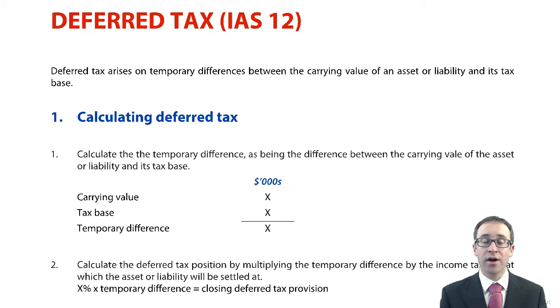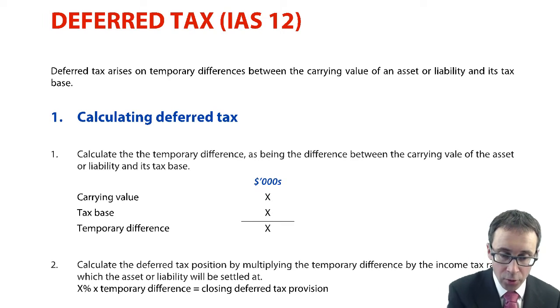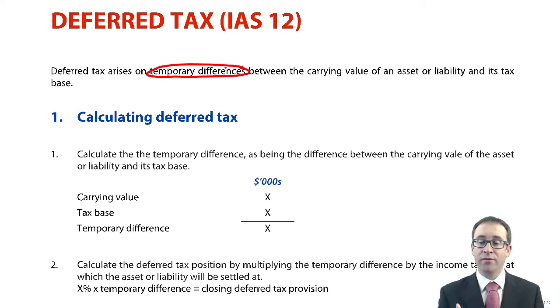So remember, deferred tax is all about your temporary differences, isn't it? If you have temporary differences between the carrying value of your asset and liability and its tax base, then that gives rise to deferred tax. If there were permanent differences, there was no deferred tax, was there? So things such as client entertaining, that gave rise to a permanent difference because that was allowable under accounting rules, but not allowable under your tax rules.